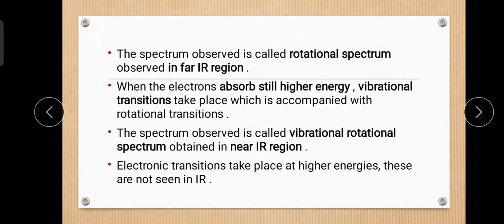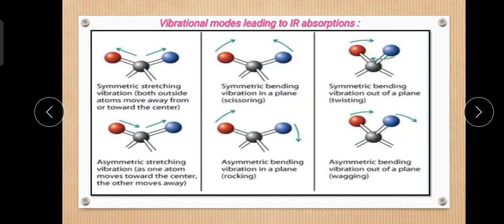So these are all the possible transitions in infrared spectroscopy, and we get the corresponding spectra, that is the rotational spectrum and the vibro-rotational spectrum, in the far infrared region and the near infrared region. So in this way we get the spectrum in infrared spectroscopy. Now there are different modes of vibration in the molecule, the vibrational modes leading to IR absorption.